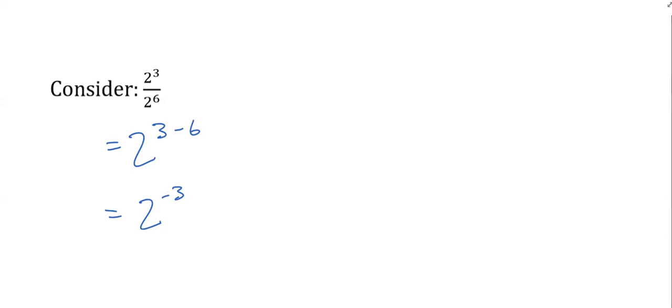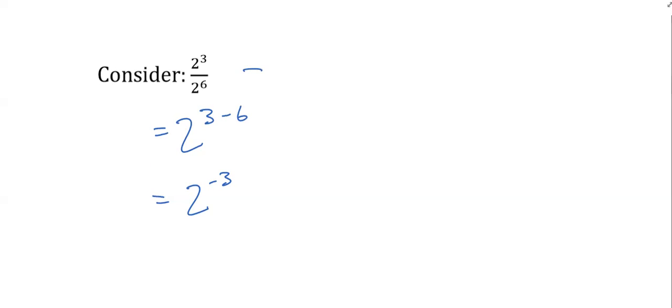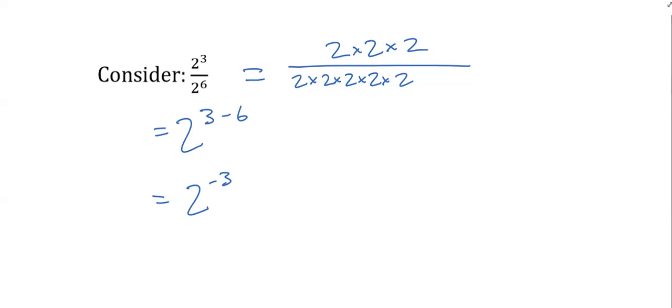And now we can use our little trick over here. 2 times 2 times 2 over 2 times 2 times 2 times 2 times 2 times 2. Are we good? Do this canceling trick. So I'm left with just a 1 on top.